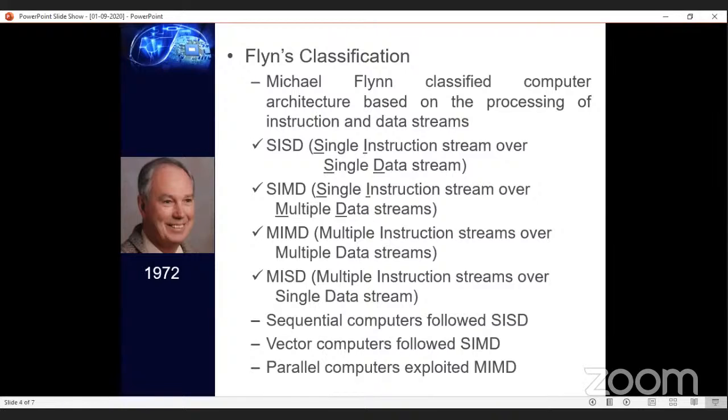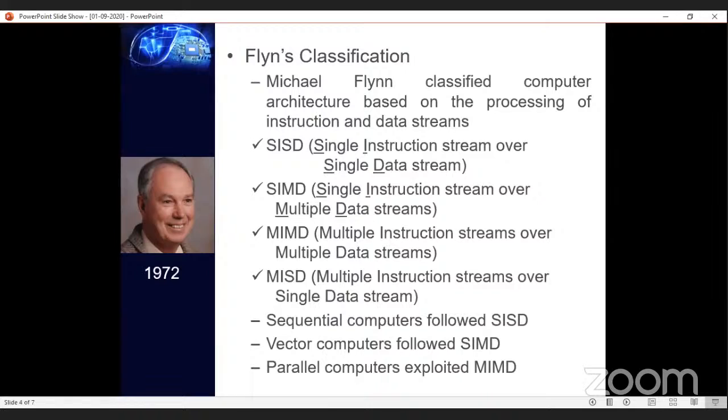Okay. Next, we have to consider the level of parallelism attained. In these 3 or 4 architectures, we have to consider where the parallelism is attained. First, we'll take the SISD, single instruction stream over single data stream. Here, there is no multiple process. Always a single instruction is executed over a single data. So here there is no parallel processing, you just leave that. Then you take the second one, SIMD, single instruction stream over multiple data stream.